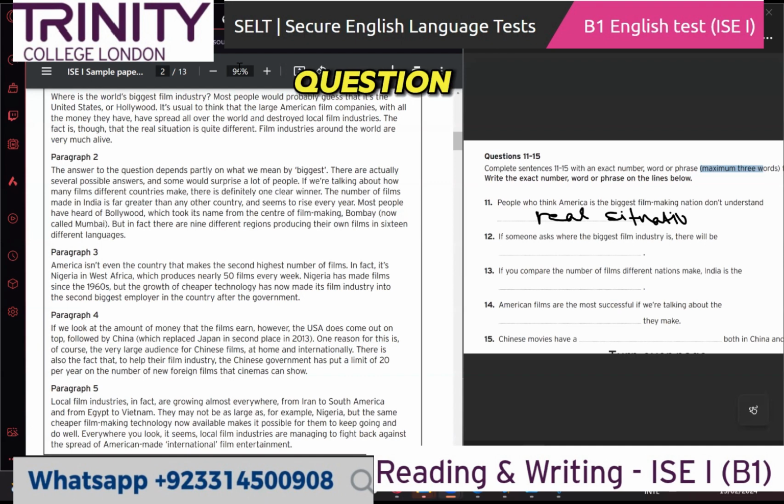The answer to the question depends partly on what is meant by the biggest film industry, right? So we took our keyword from here, biggest film industry, question. There will be a blank. There are actually several possible answers. So in the blank, you will have several possible answers. Now, even if you get one answer correct, this means there's hope.